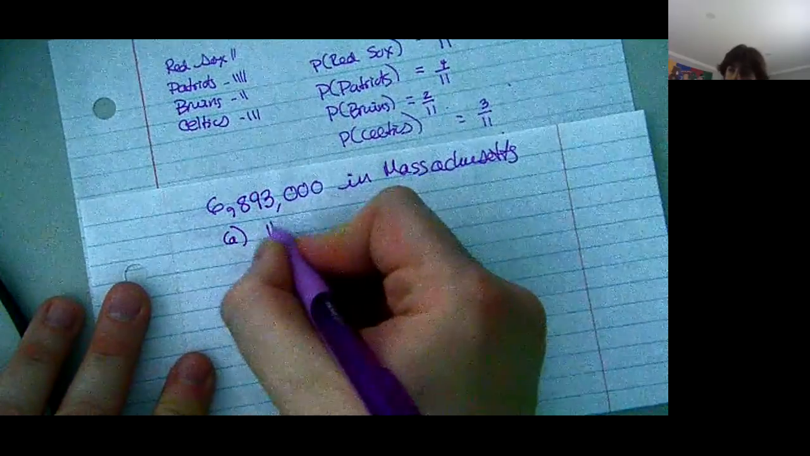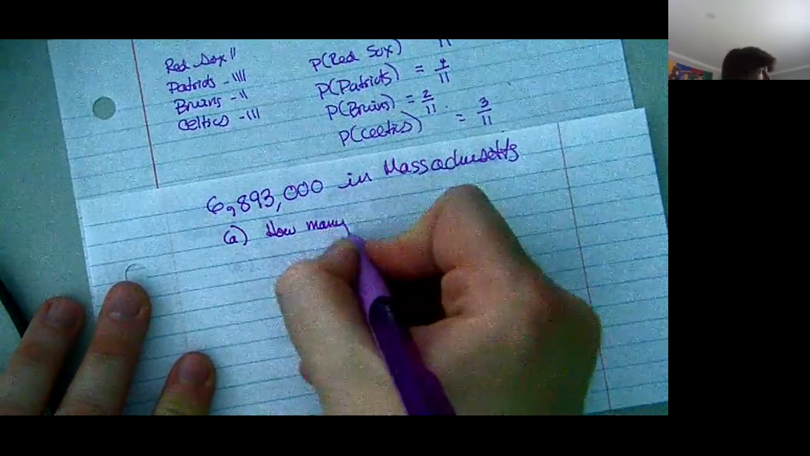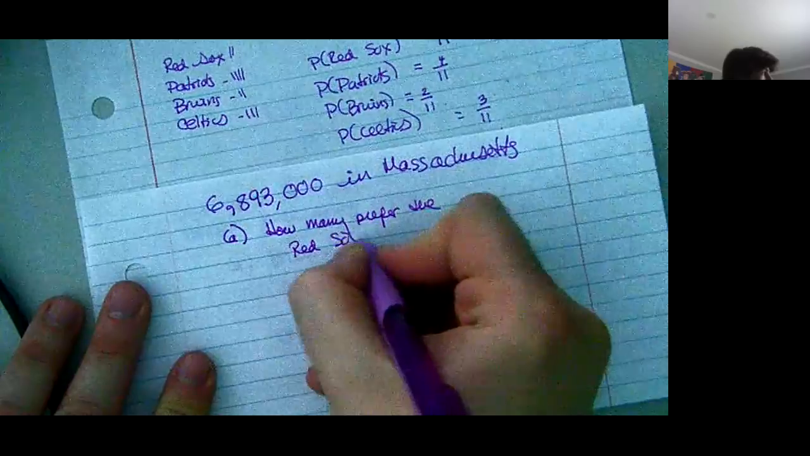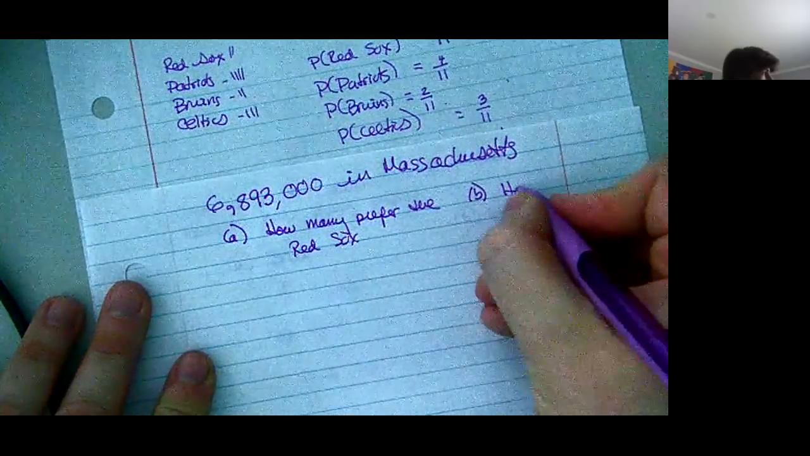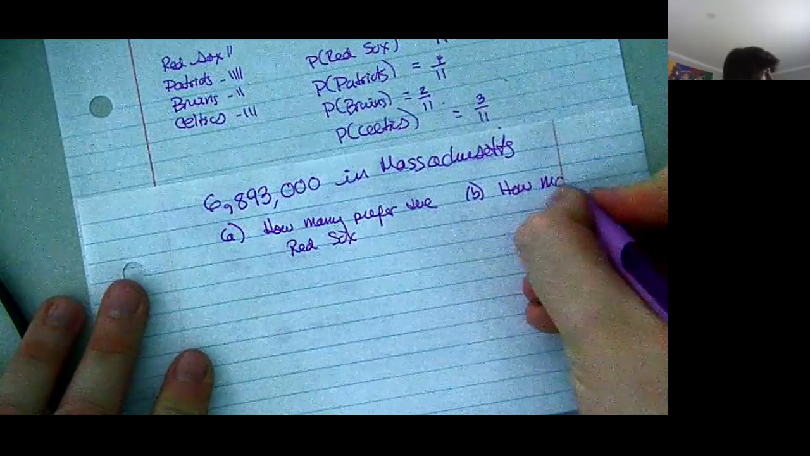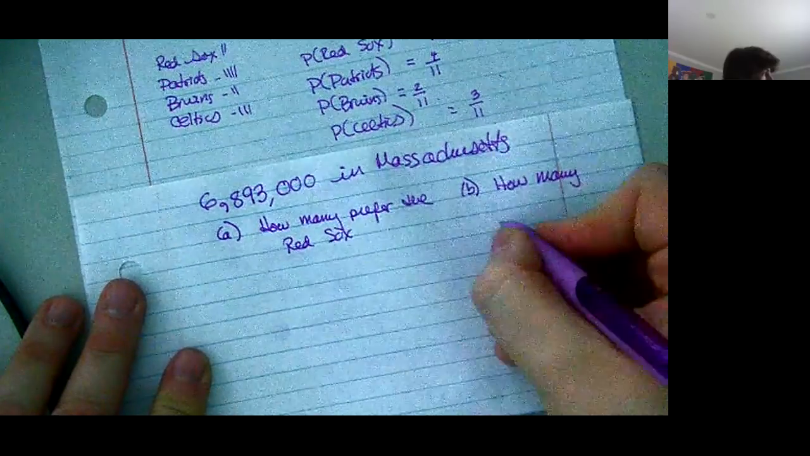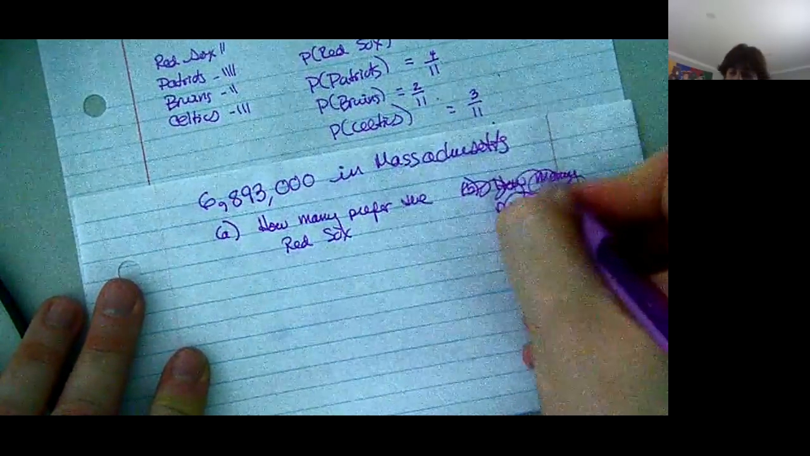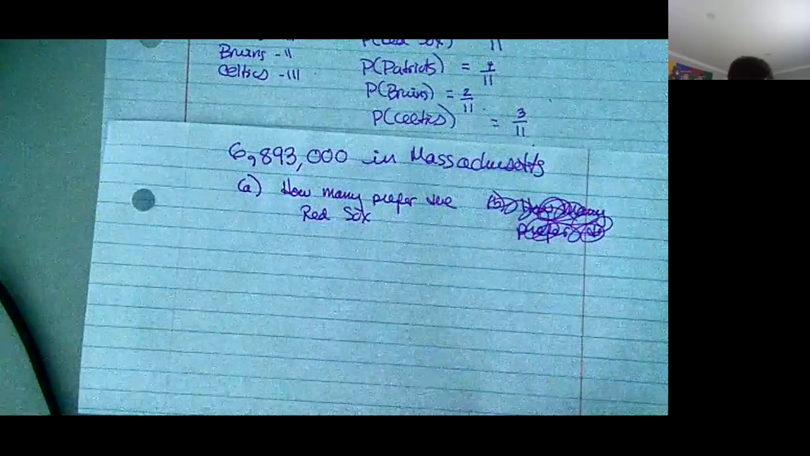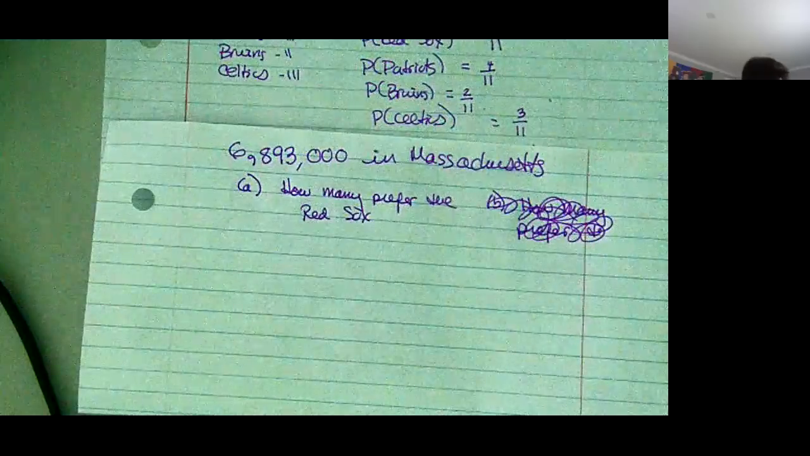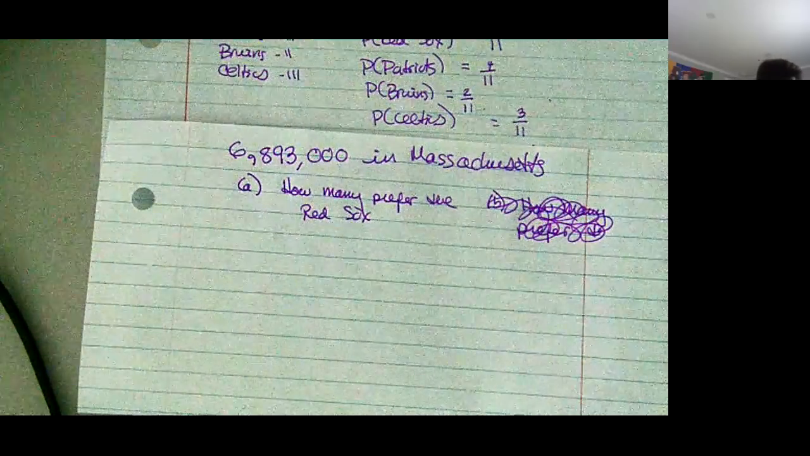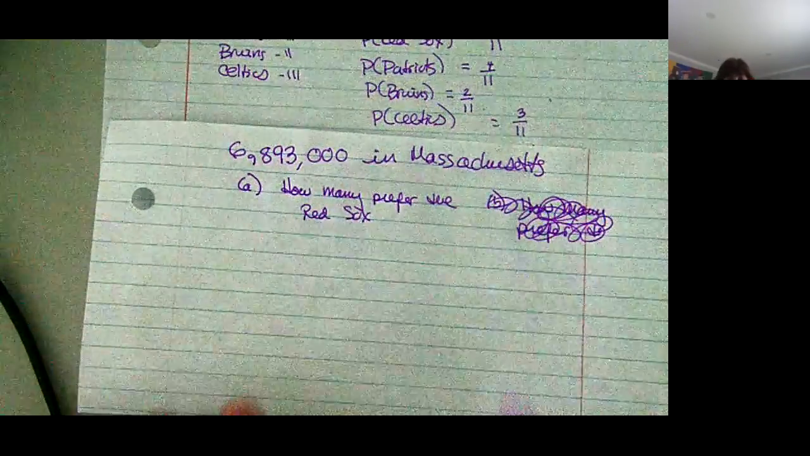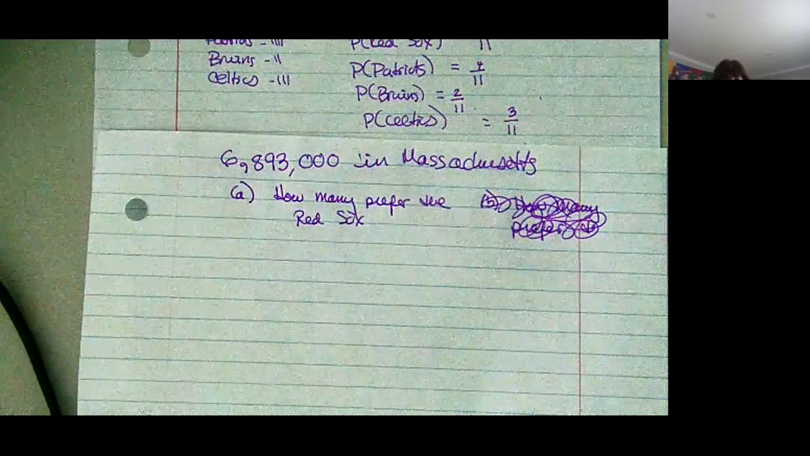Letter A. How many prefer the Red Sox? And B. How many prefer, I think we'll do the Celtics. You know what? Just do part A, because then I want to try one other thing with you guys. How many people prefer the Red Sox in all of Massachusetts? Does anyone need more paper, by the way? Okay, I'm keeping my probabilities up there on the top, so we still have those.